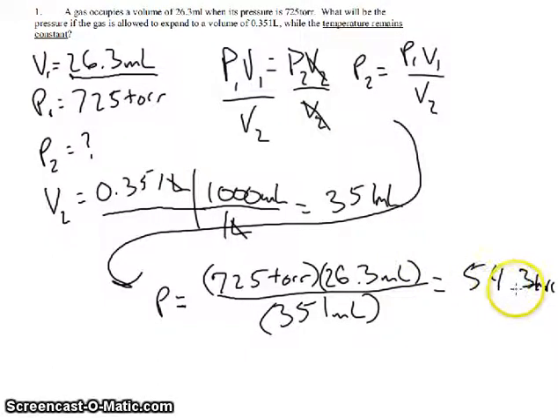At first I was not confident about this because this is way smaller than this. Something doesn't seem right. But again, 351 is way bigger than 26. So this turns out to be a reasonable answer. So that's a good way to check yourself. And for those keeping score at home, since we're dealing with pressure and volume, this is a Boyle's law problem.